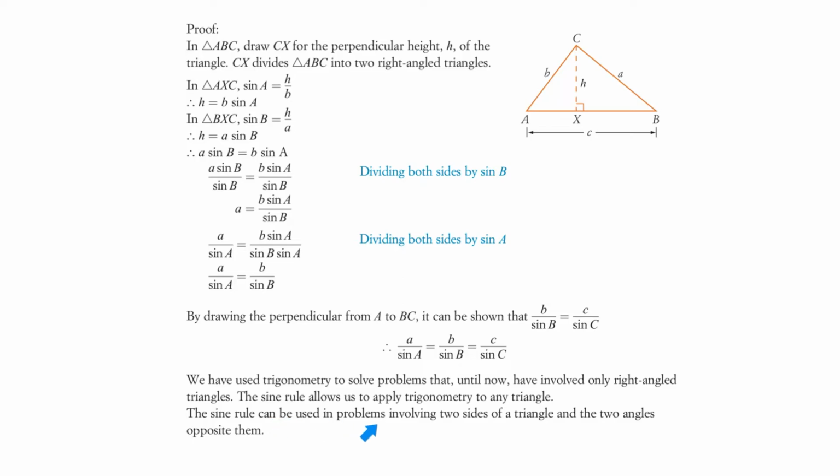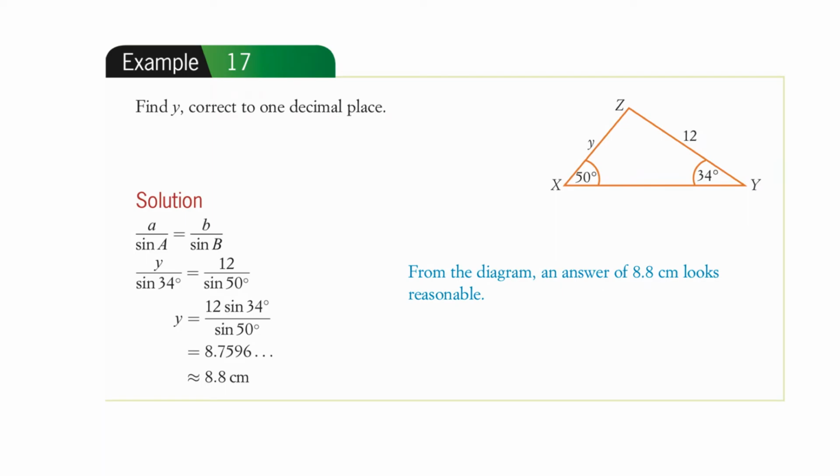The sine rule can be used in problems involving two sides of a triangle and the two angles opposite them. Example 17, find y correct to one decimal place. We've got to find that length y. Now, using the sine rule, it's fairly straightforward. We have an angle here and we have the opposite length, so that's good. We have an angle here and we don't have the opposite length. So we can see there's a relationship between this angle and that length, and that angle and its length on the opposite side. We use the sine rule, a on sine A equals b on sine B, and we just substitute those things in.